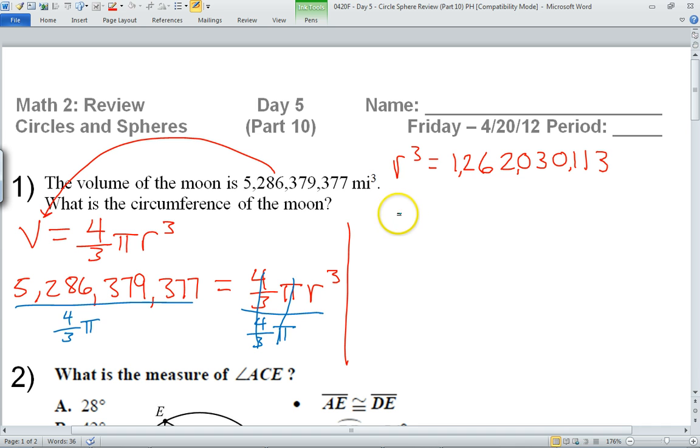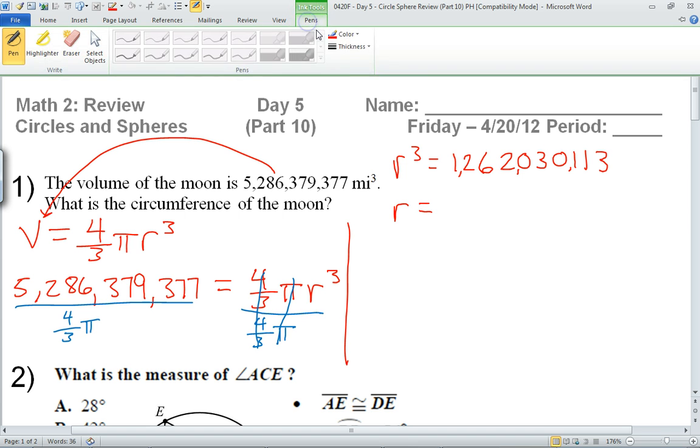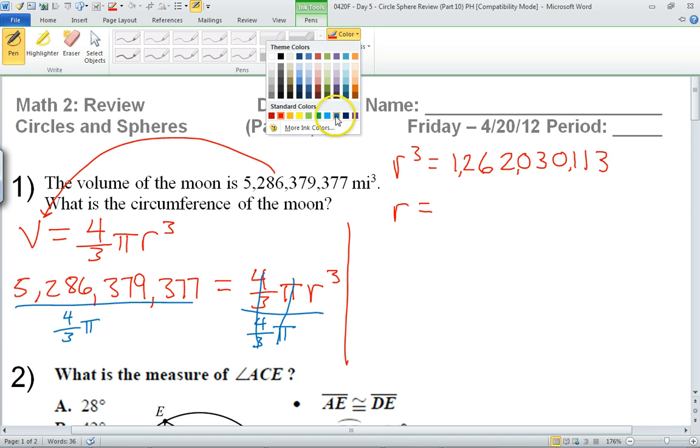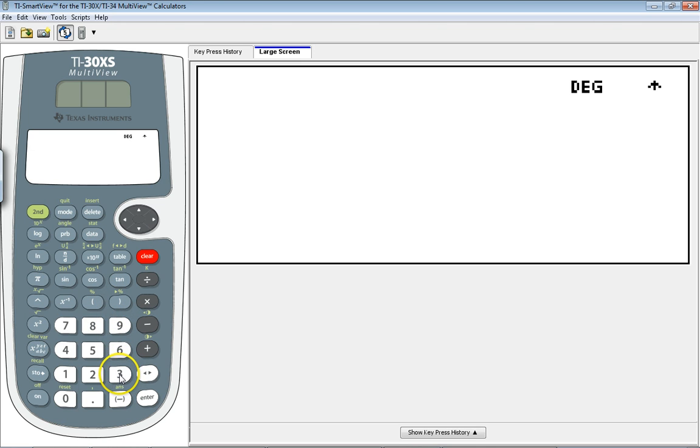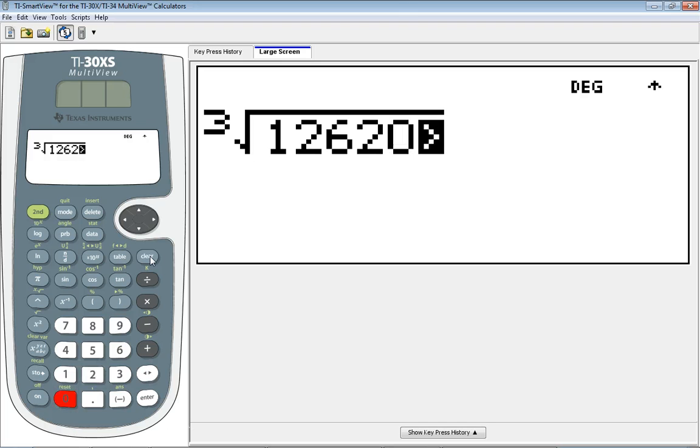So I've got r to the 3rd power. Now I need to know what the radius is by itself, so I can use that to find the circumference. In order to find the radius, I'm going to have to do the cube root of all of this. So basically I'm doing the cube root of both sides of this equation. Please remember that when you do the cube root on your calculator, you start by typing in the number 3. Then you hit second caret and it becomes a cube root. So we want the cube root of 126,203,0113.